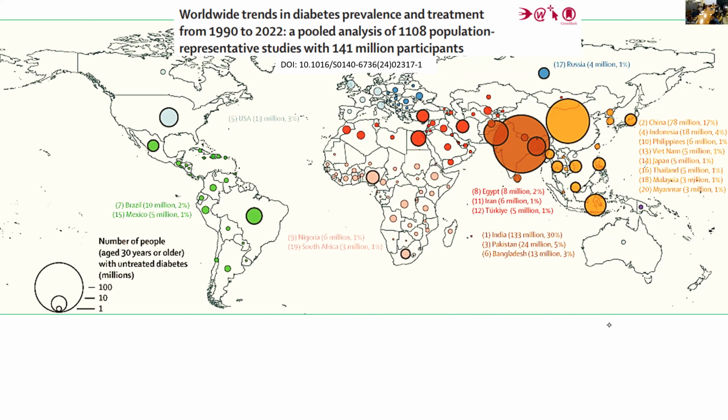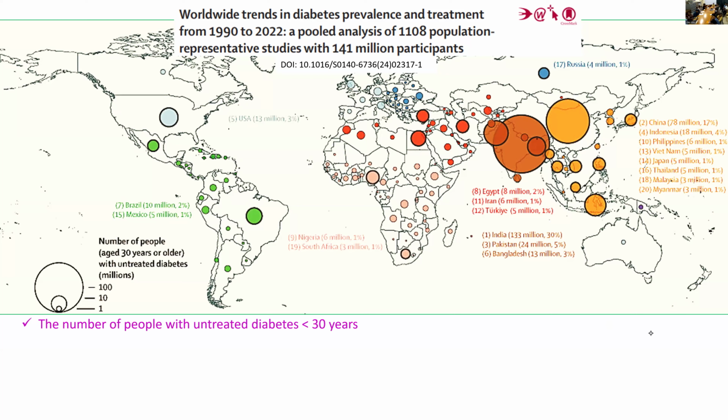What do you think the size of the circle tells you? Proportion of undiagnosed diabetes. So where is India? Here we go, India. What is 133 million, do you think? Number of people with undiagnosed diabetes in India in 2022. What does 30% mean? 30% Indians? Globally, among all the undiagnosed, 1 in 3 are Indians. So, somewhere we have to shine. So, we are shining like that.